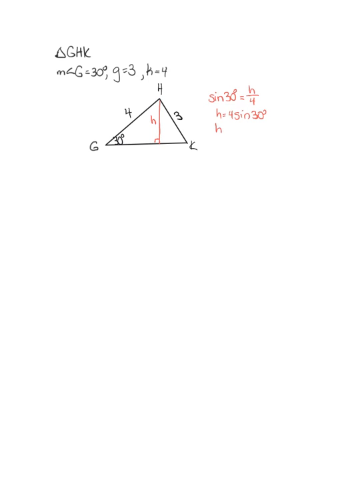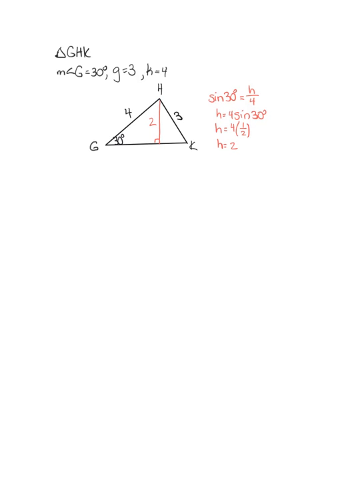This is a nice one because 30 is just an angle on my unit circle. That's 1/2. So 4 times 1/2 is just 2. Right? So I'm going to erase that and put a 2.